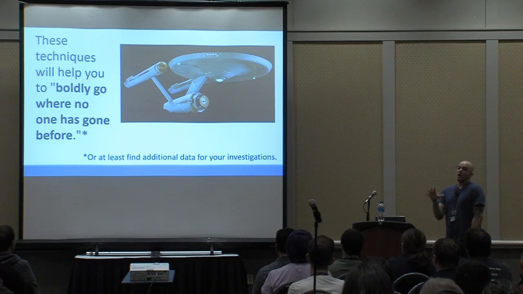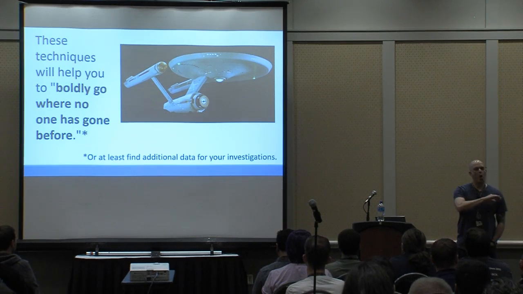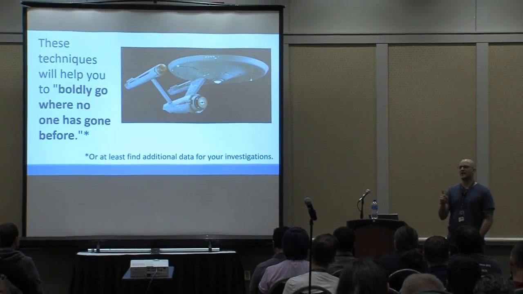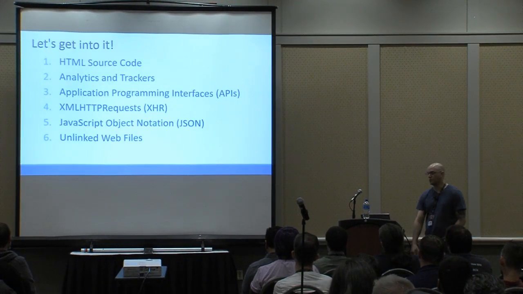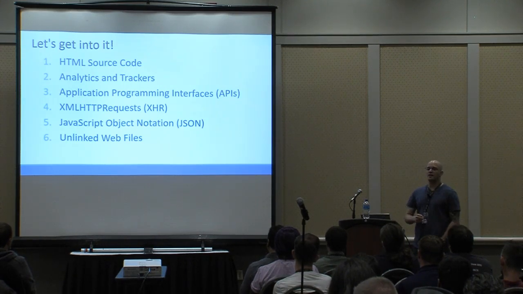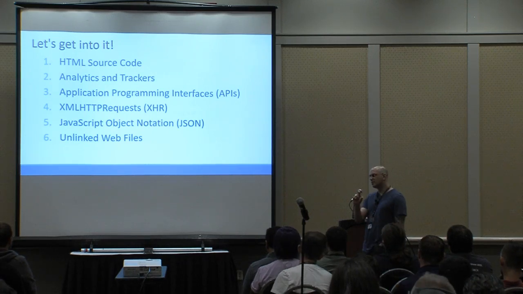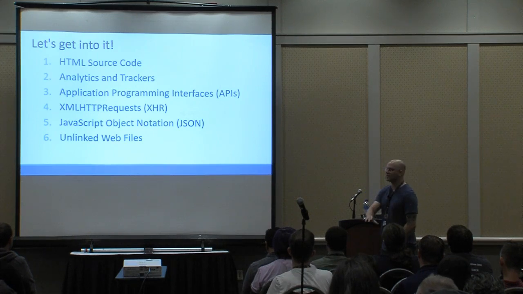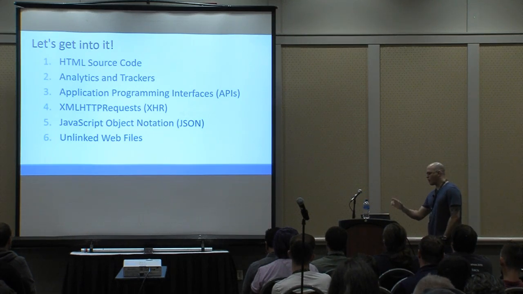But seriously, the information that you're going to see in the page has been in your browser the whole time. You just haven't seen it. So let me help reveal the matrix to you. We're going to be looking at HTML source code here. We're going to be analyzing Google Analytics trackers and other ad trackers. We're going to dive into a little bit of APIs, not coding or anything. XHRs, JSON, unlinked web files, oh my.